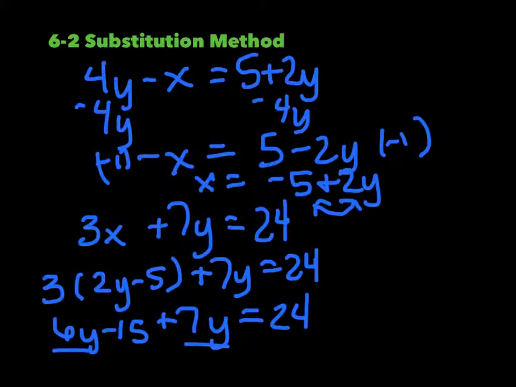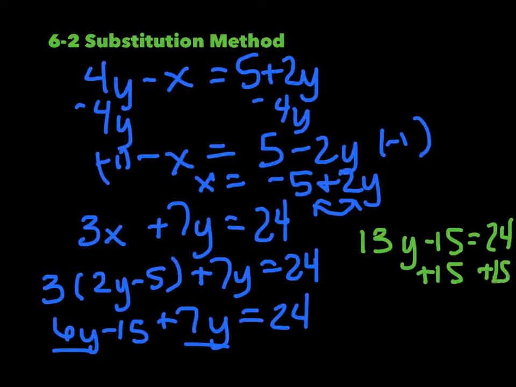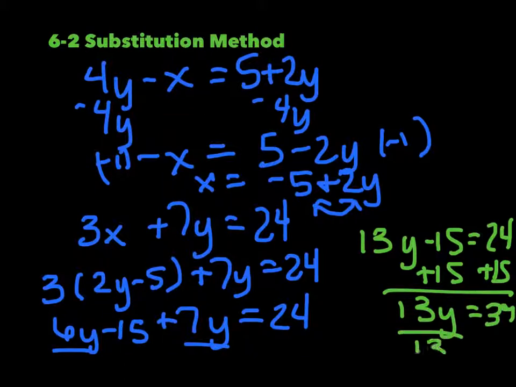Combine your like terms, I'm going to grab a different color so you can see, so you get 13y minus 15 is equal to 24. Add 15 to both sides, so you get 13y is equal to 39. Divide by 13, and you get y is equal to 3. Once you figure out y is equal to 3, all you need to do is plug that back into your other equation to solve for x.